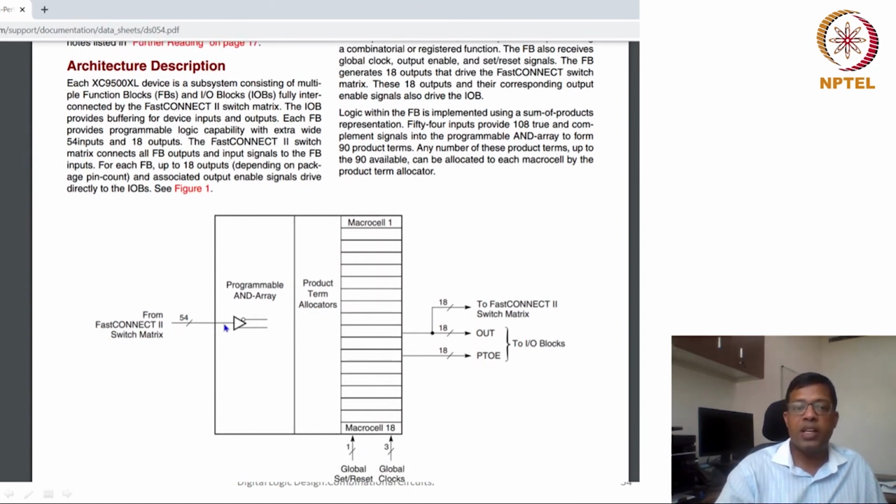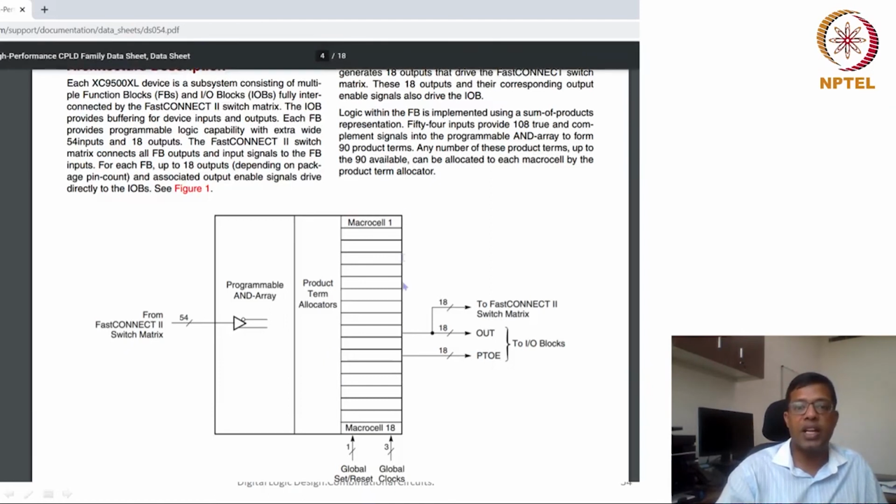So you have 54 inputs, and each of these product terms are there. So you can have these AND and OR cells. These are the product terms, and after that you have all these OR cells which will generate different outputs. So there are 18 outputs which are possible because of this.